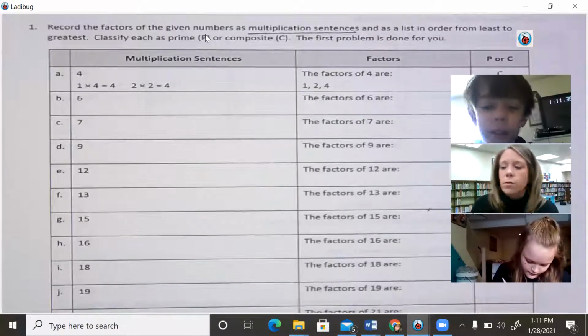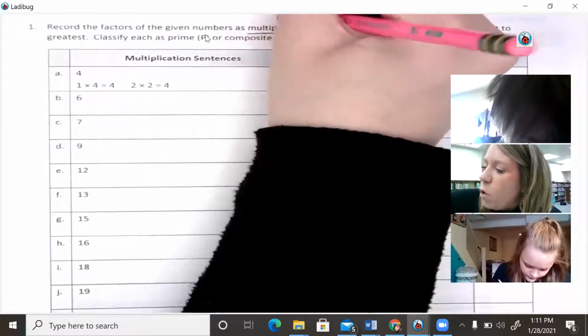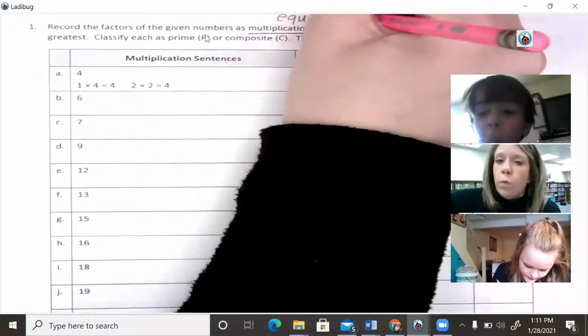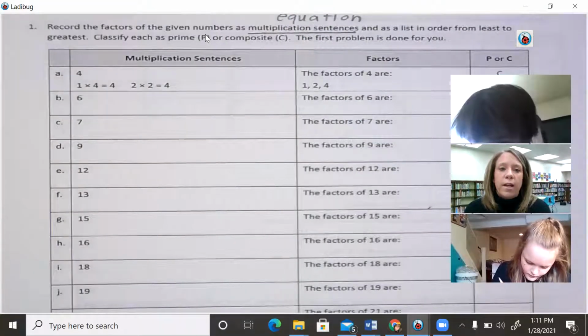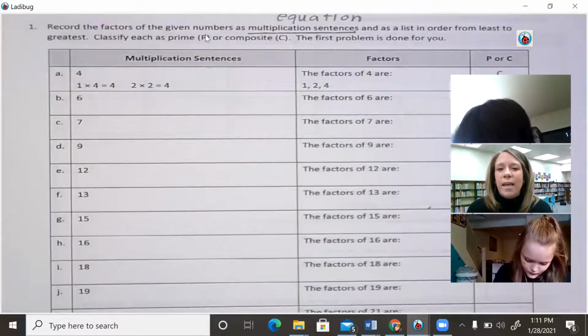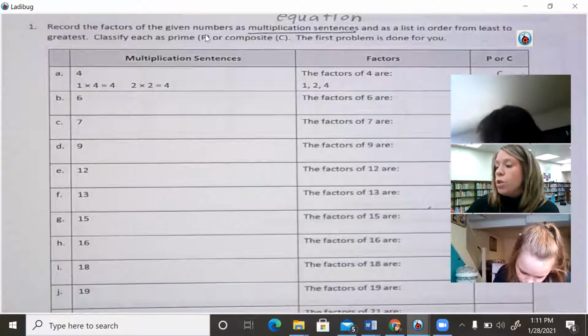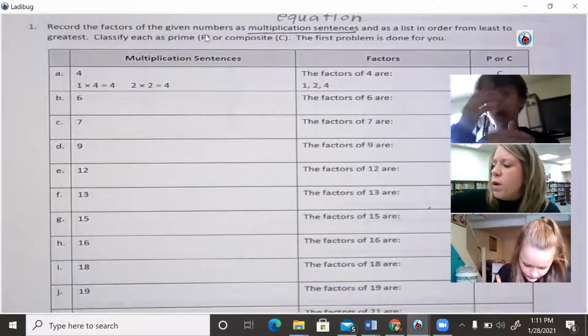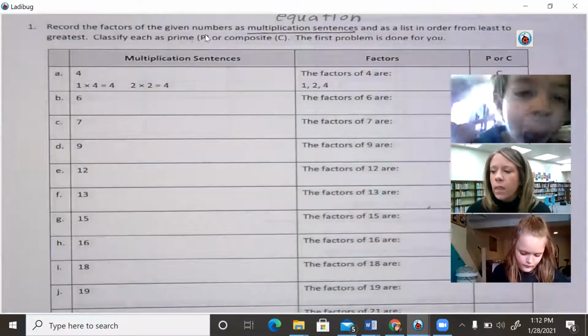Okay, that's great news. So a multiplication sentence means we're going to be writing an equation or multiple equations in order from least to greatest. We have to classify each as prime or composite. The first one's done for you. So the first thing that we need to talk about is what's the difference between prime and composite?